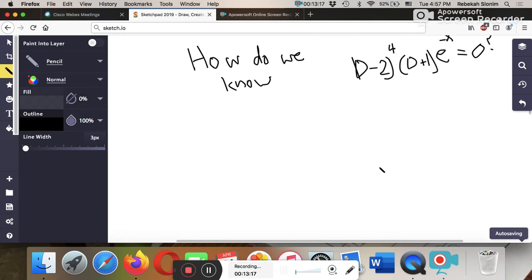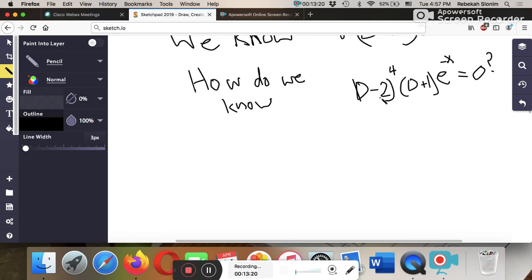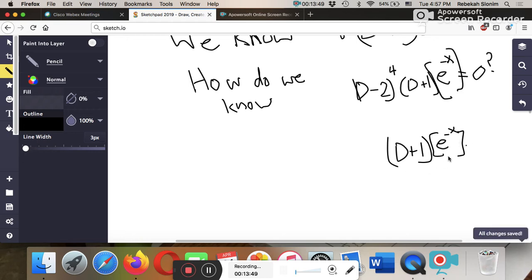It's a composition of linear operators, or you can at least think about it that way. You can think about it in a number of different ways. You could think about it as expanding all of this and doing it all at once, or you could think of it as first applying d plus 1, then applying d minus 2, and doing that 4 times. If you did it that latter way, if you first apply d plus 1, you've got d plus 1 applied to e to the negative x. Here I'm going to put my little bracket there. That's going to be 0.